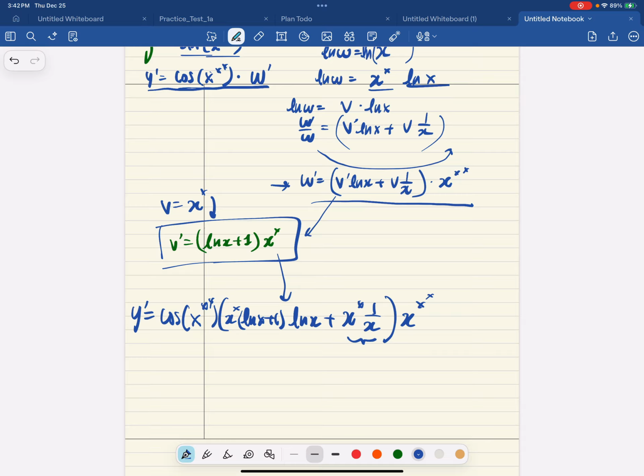You're going to have x to the x times (ln x plus 1), that's v prime, times ln of x, plus v itself, which is x to the x, times 1 over x. And x to the x to the x, there's so many x's, but that's the final answer.